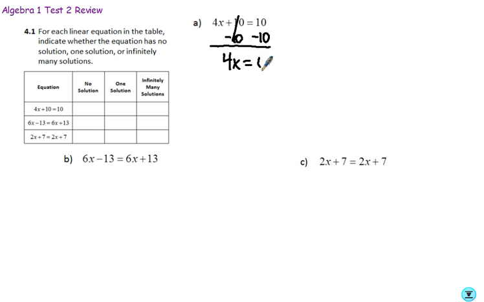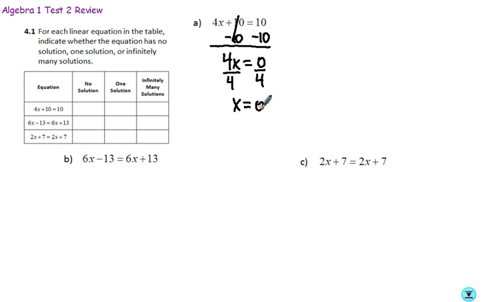10 minus 10 would be 0. So this says 4 times what number would make 0? Well, 4 times 0, right, would have to be 0. But I can prove that if I divided both sides by 4, I get x is equal to 0. Right? And you can get 0 as an answer.